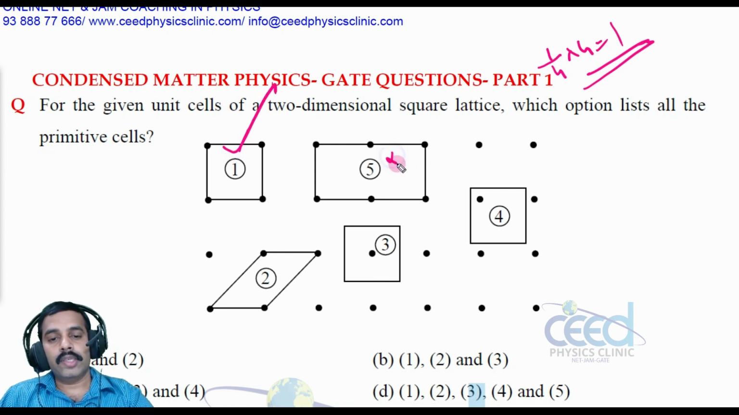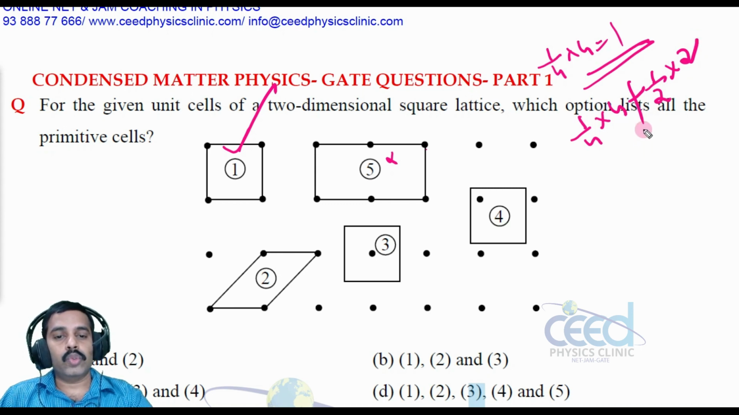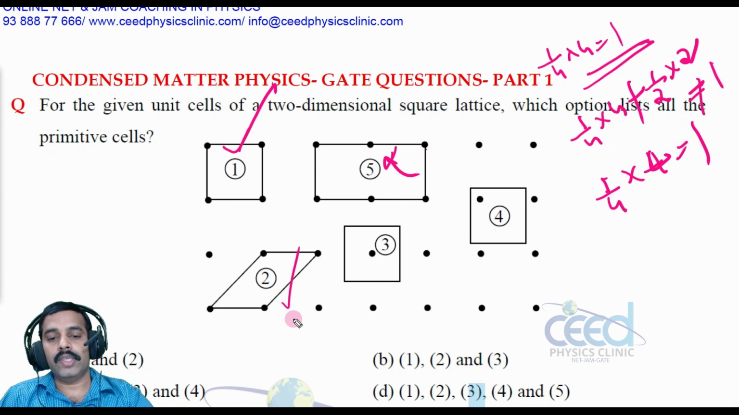And what about this? Here at the corners we have atoms, so 1 by 4 into 4, plus at the edges also we have atoms, right? So at the edges, two edges, we have two atoms, each contributing 1 by 2 part, so 1 by 2 into 2, so the total number is 2, right? So it is not equal to 1, so it is not a primitive cell, right? And what about option 2? Option 2 is primitive, again 1 by 4 into 4, that is equal to 1, so this one is primitive.